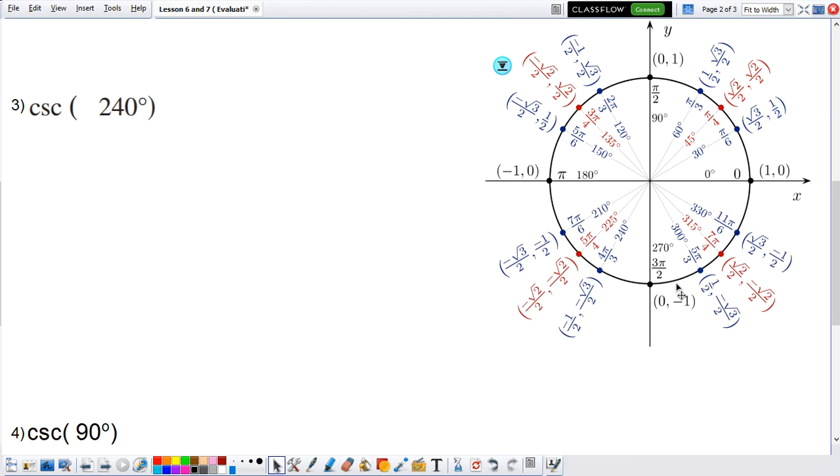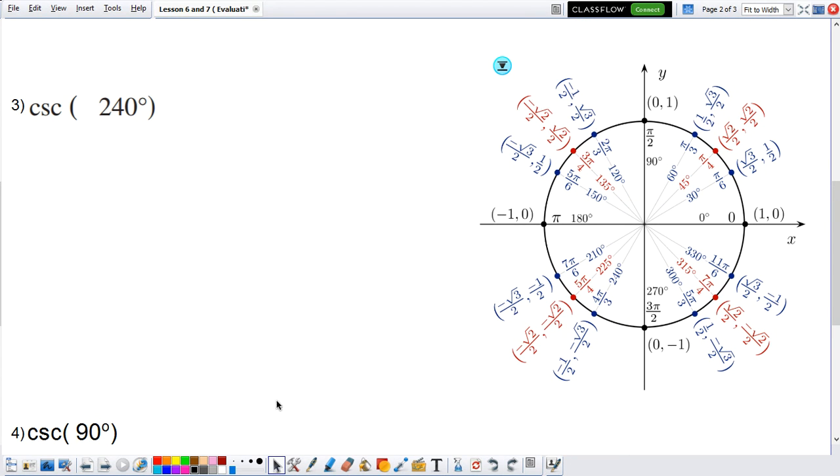Now, the cosecant of 240. Again, cosecant, how can I rewrite cosecant? I know that cosecant is 1 over sine. So cosecant of 240, I can rewrite as 1 over the sine of 240. So now it becomes 1 over.